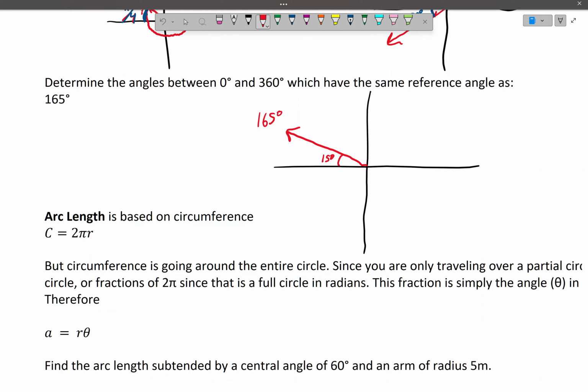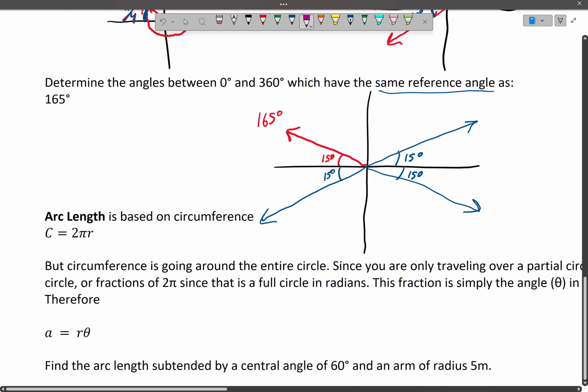So if you want to find all of the angles that have the same reference angle, so they're not coterminal, but they have the same reference angle, you're going to end up having all four of these options with 15 in here, 15 in here, and 15 in here. So those are somewhat easy to figure out, but we need to figure out the actual standard angle.